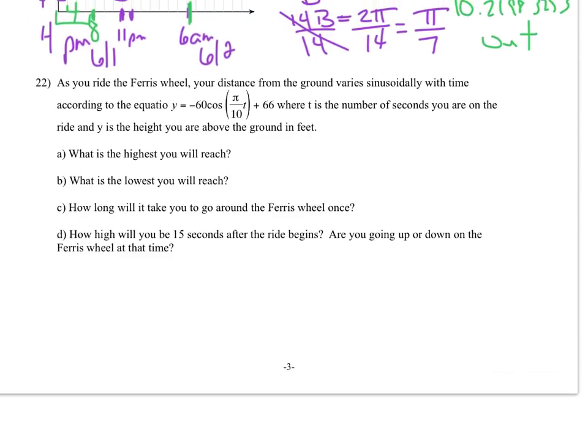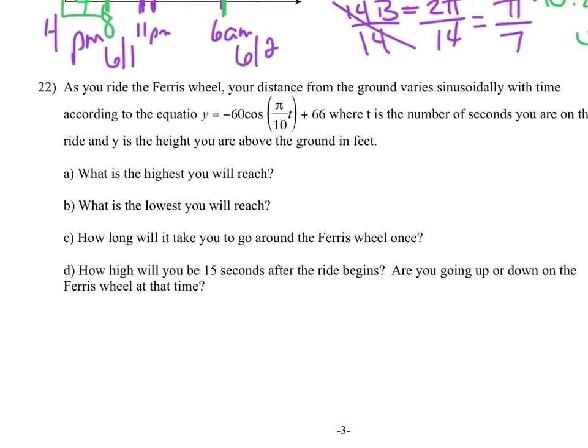Okay, this one here, you're using the equation, and you just have to get the information out. So what is the highest you will reach? Well, that's your max. So the max is positive 60 plus 66. So that's 126. Oh my God, I hate this.